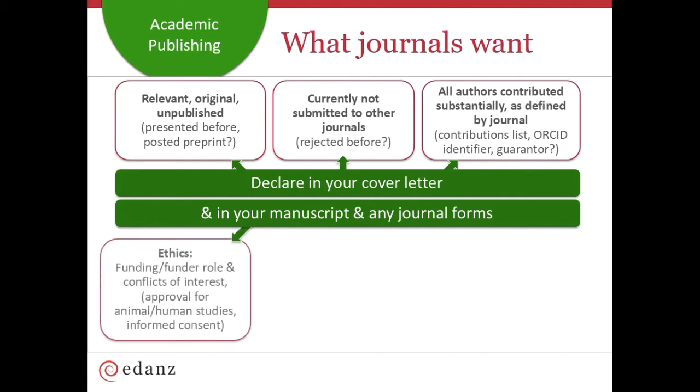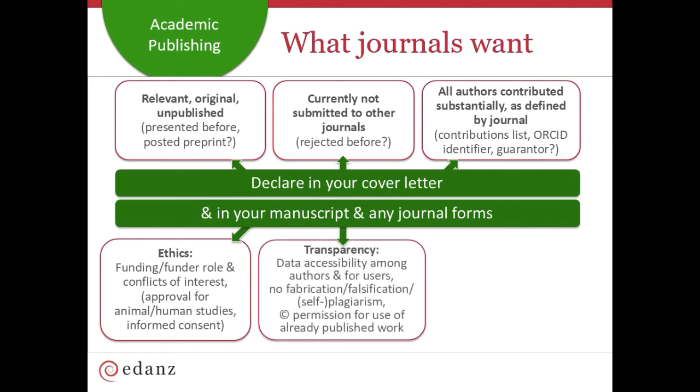Journals also want sound research ethics and statements such as if funding was received and any role that the funder had in the research or publication, and if there are any financial or non-financial conflicts of interest that may bias the work. Human and animal studies need prior ethics permission, and informed consent is needed from human participants. Journals may also require transparency statements, for example, declaring that all the authors had access to the data, and how readers can access the data after publication.